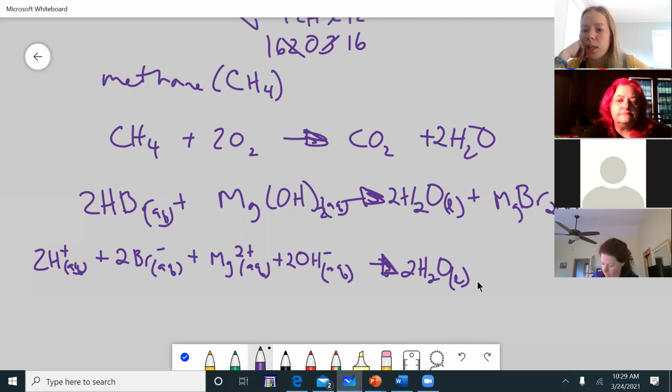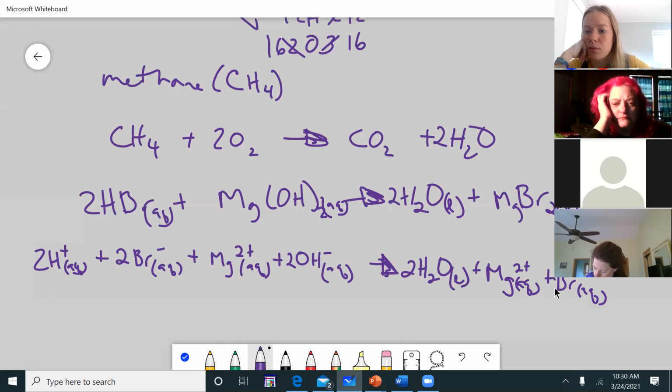And then we've got this over here. So I've got a magnesium with a 2+ charge, that's aqueous. And I've also got my Br minus, which is aqueous, and I've actually got 2 of those. You good with that, Elizabeth?